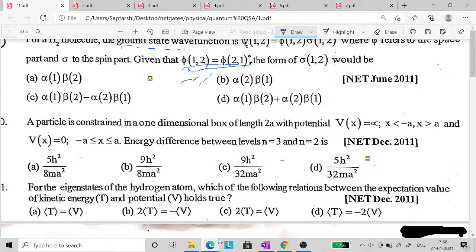For the hydrogen atom system, as we said, 2T has to equal NV, and N for the hydrogen atom is minus 1. So 2T equals minus V. This will be the answer. Okay, cool. Let us go to the next set of questions.